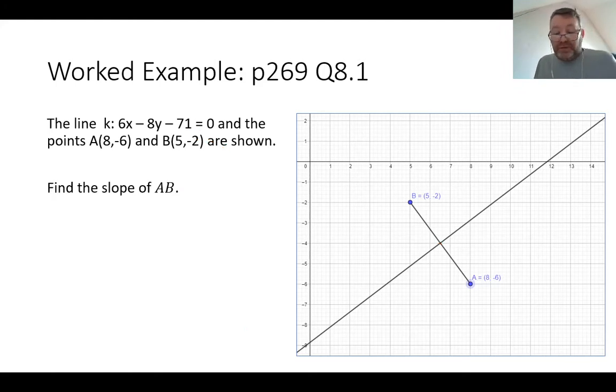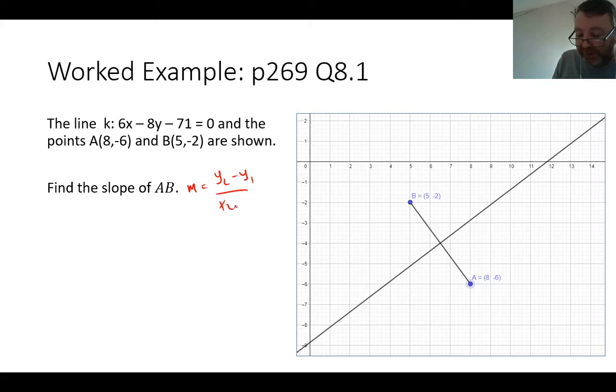Find the slope of AB. Now, first of all, how is AB presented? AB is presented as a pair of points. So the quickest and most efficient way to get the slope is to use the slope formula, y2 minus y1 over x2 minus x1. So take your values and again do the same thing, x1, y1, x2, y2, so that you don't put the wrong values in.